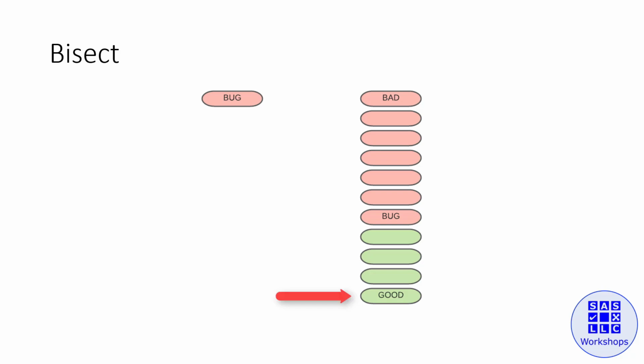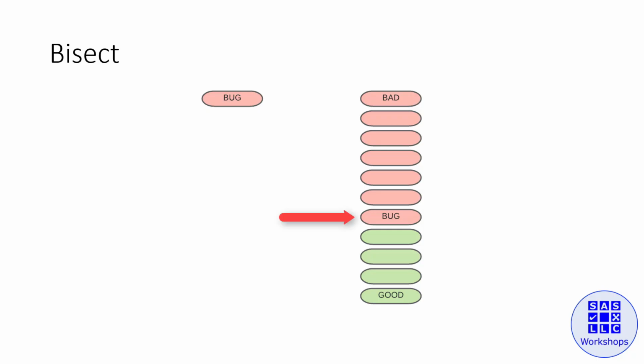So we have a known good commit, our last release, and we have a known bad commit, the current one that has the bug. We need to find the commit that introduced that bug. Up until that commit, all was good, and at that commit, the bug first started showing up.